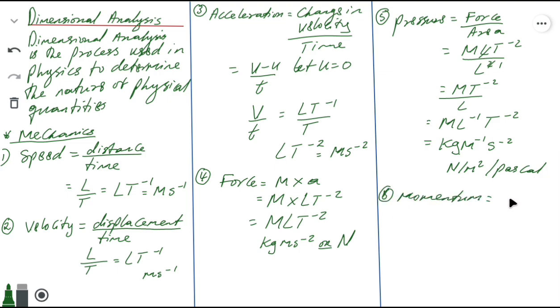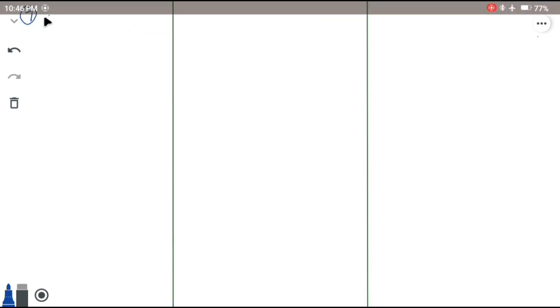So momentum is the product of mass and velocity. Mathematically, momentum equals mass times velocity. Mass still remains the letter M. We've already found the dimension of velocity earlier, which is LT raised to the power of minus 1. So momentum can be expressed as MLT raised to the power of minus 1. So the next one we're going to discuss is density.